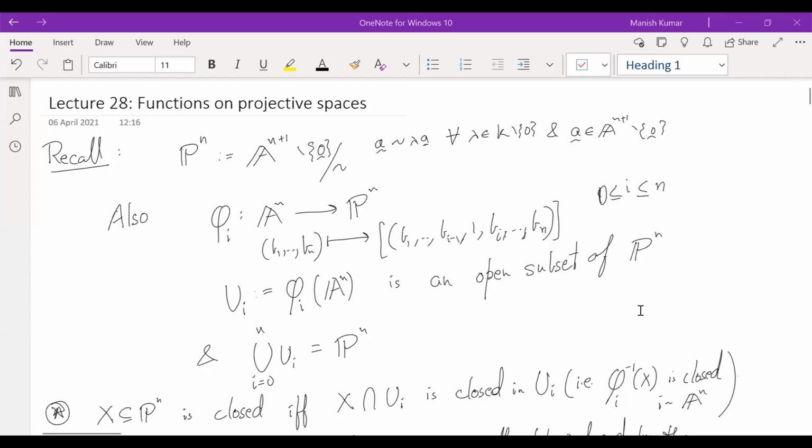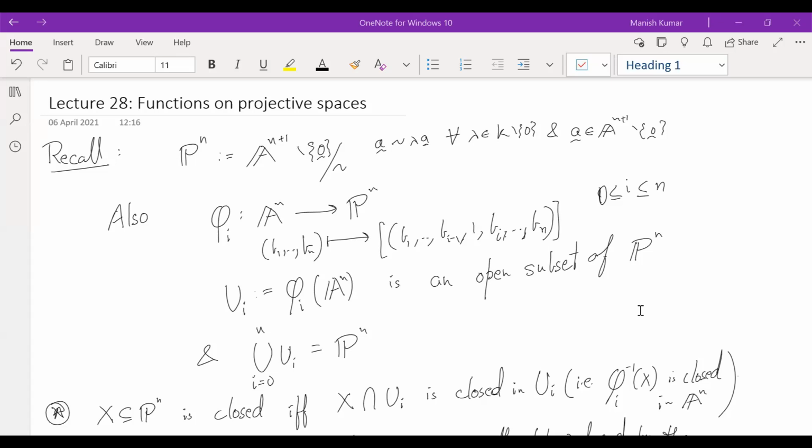So today we will talk about... And that was in last class. What we did was, in some sense, we used this first definition of Pn. We think of it as An+1 minus origin modulo an equivalence relation.